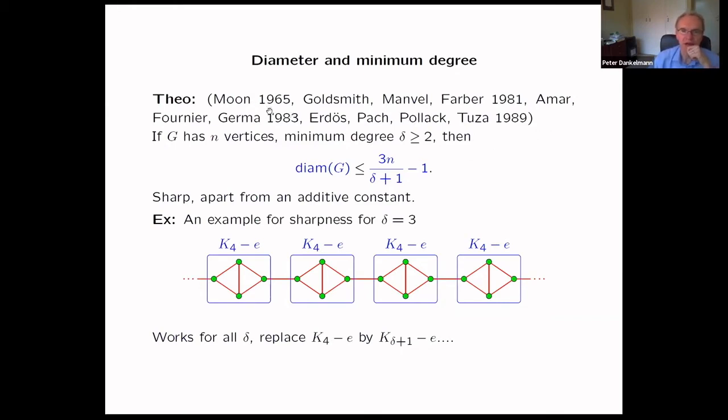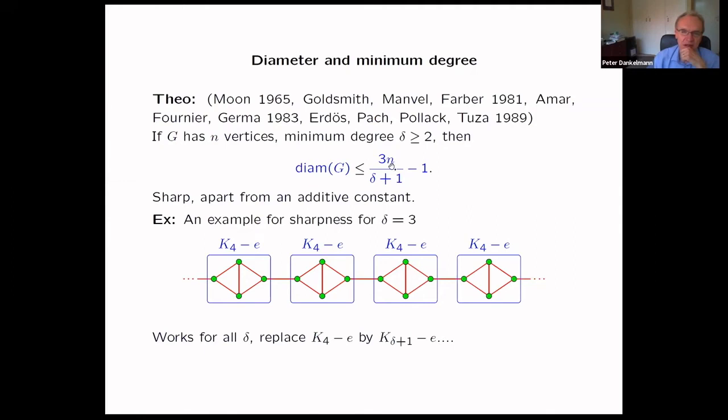The first one in 1965, and then various teams of authors, and I'm not absolutely sure that my list here is complete, proved a result or slight variations of that, which says that if we have a graph with minimum degree delta, then the diameter of G is bounded by 3n over (delta plus 1) minus 1. Okay, so what's the big difference to the bounds we saw a moment ago?